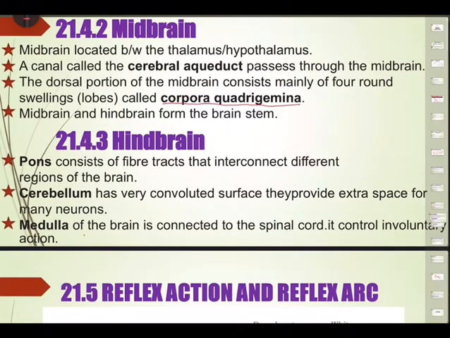Pons consists of fiber tracts that interconnect different regions of the brain. And the second one is the cerebellum, which has a very convoluted surface. They provide extra space for many neurons, and the medulla of the brain is connected to the spinal cord. It controls involuntary action. Now we are interested in this medulla, because the medulla runs to form the backbone, and this is responsible for involuntary action. Now what is voluntary action and involuntary action?